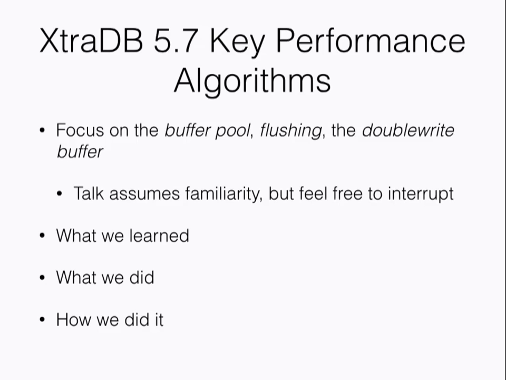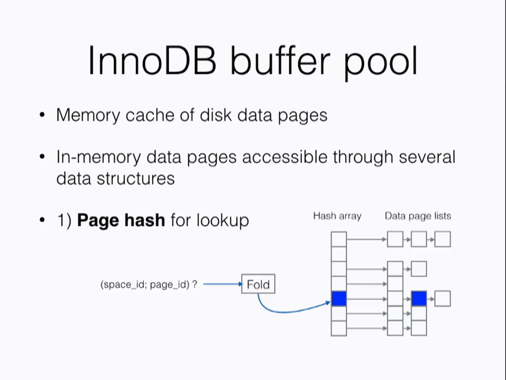Okay, let's start. So InnoDB has the buffer pool. Everybody knows that, right? Its premise is rather simple. It's just a memory cache of disk data pages. Now, this cache is made of several different data structures. The first one, and probably the most used one, is the page hash, which is used for lookup, for actually finding the desired page in the buffer pool.